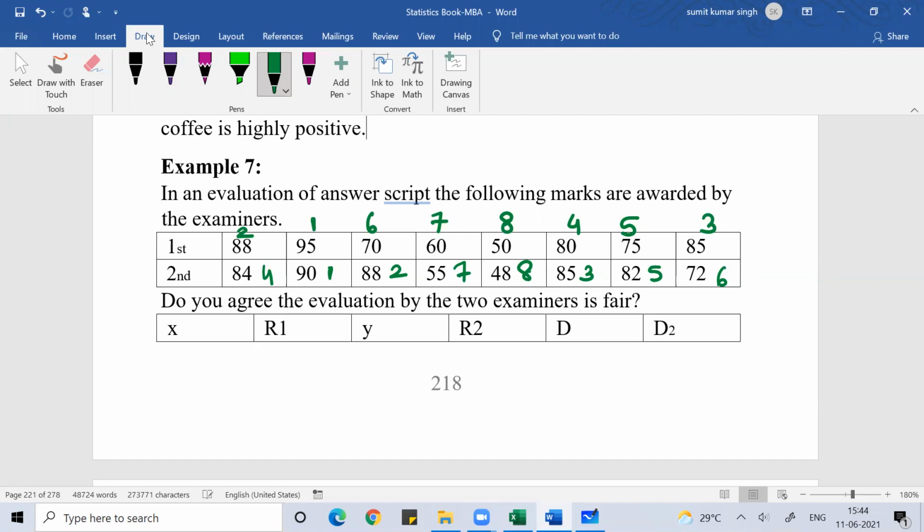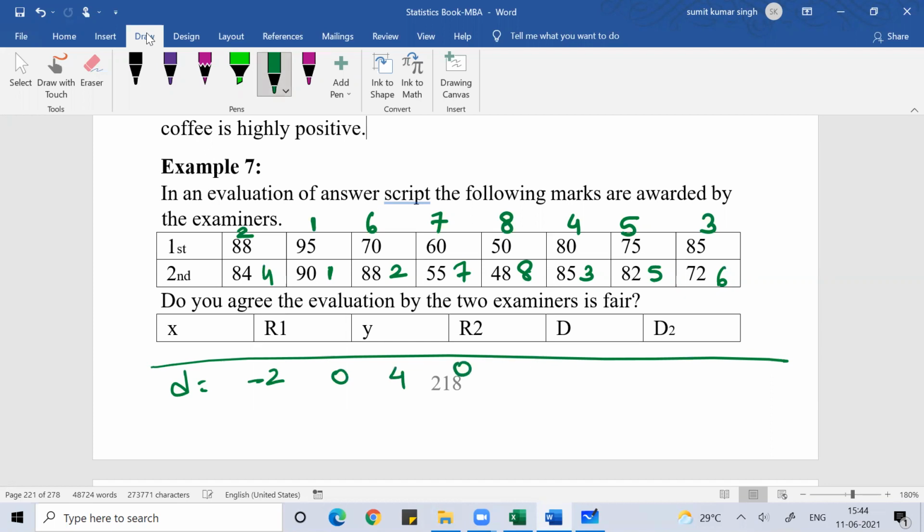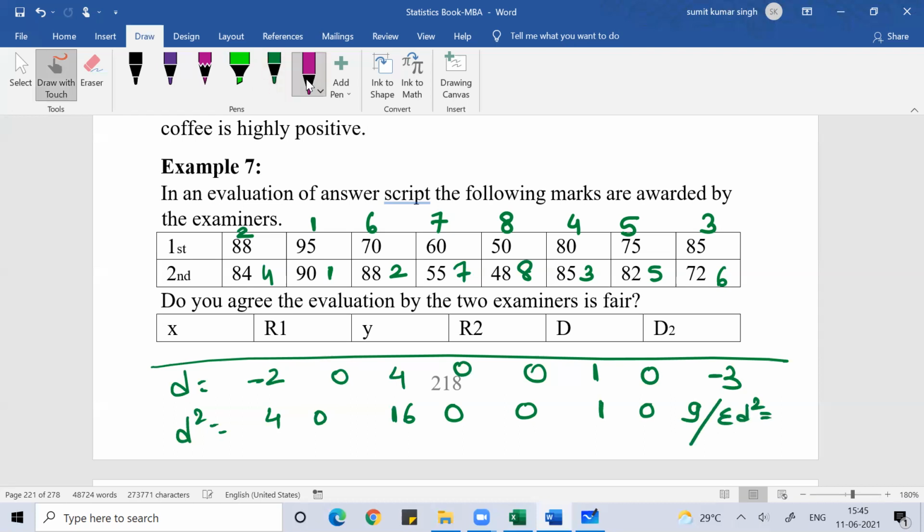Once you get this, you can find the difference: 2, minus 4, minus 2, this is 0, this is 4, this is 0, this is 0, this is 1, this is 0, this is minus 3. You can do the square of this: 4, 0, 16, 0, 0, 0, 0, 9. So the sum of d square is 30.